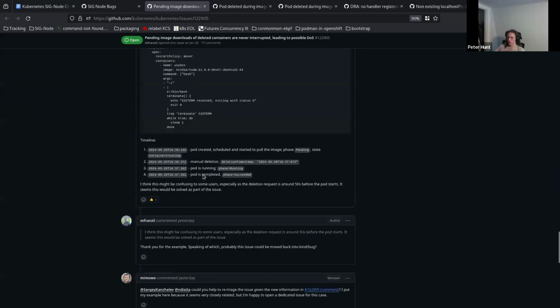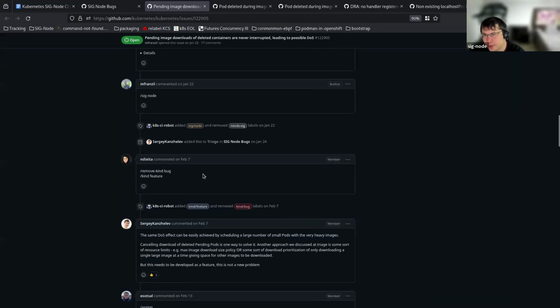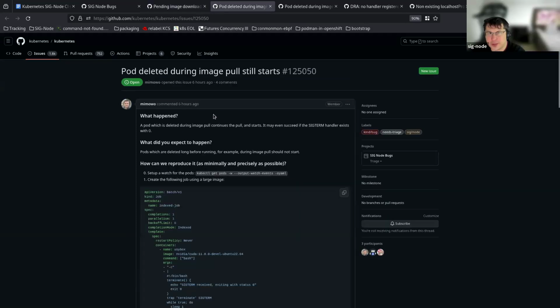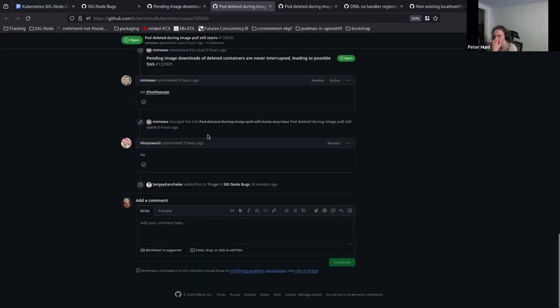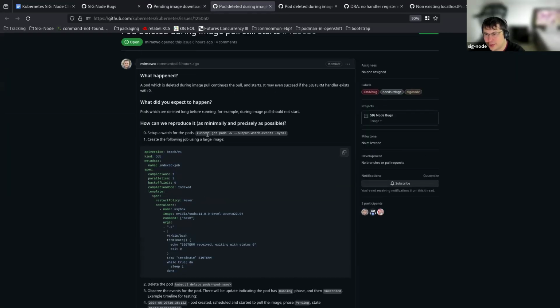Yeah, so the original bug was that if there is a pod that was deleted while it's still downloading the image, then it will not cancel downloading the image. And another issue that was reported lately is if somebody tries to delete a pod while downloading the image, then the pod will not be actually deleted. Somehow Kubernetes doesn't delete the pod while it's in this limbo state of downloading the image. So I think, gotcha.